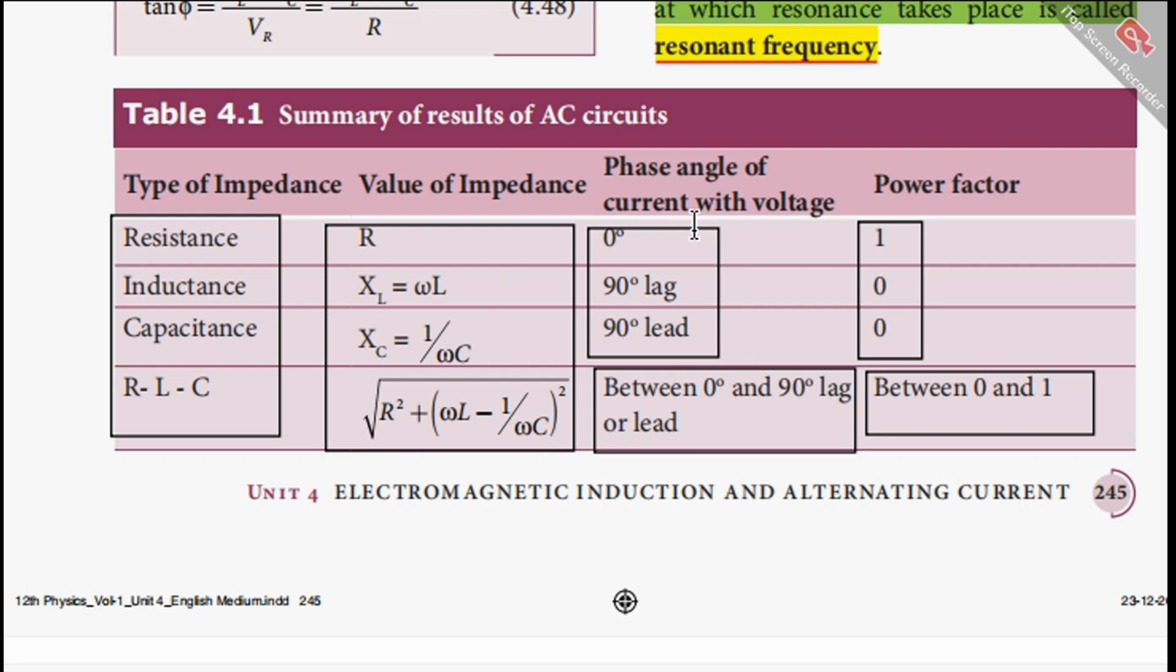And what is the phase angle of the current with voltage? For resistance only it is 0, and the power factor is 1. For an inductance only circuit, the phase angle of current with voltage is 90 degrees, and the current lags. Therefore the power factor is 0. For only a capacitance, the phase angle of current with voltage is 90 degrees leading, and the power factor is 0. And for all three components, the phase angle of current with the voltage is between 0 degrees and 90 degrees, lagging or leading, and the power factor has a value between 0 and 1.